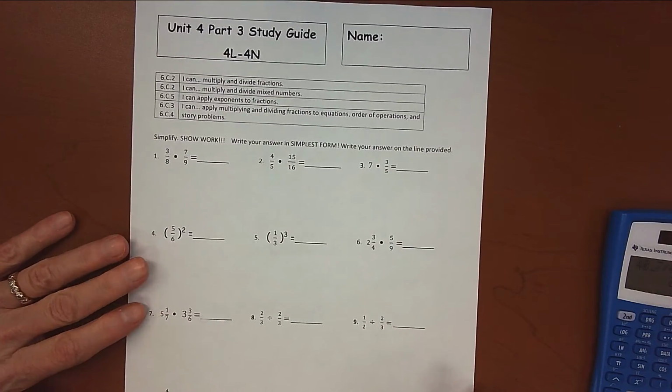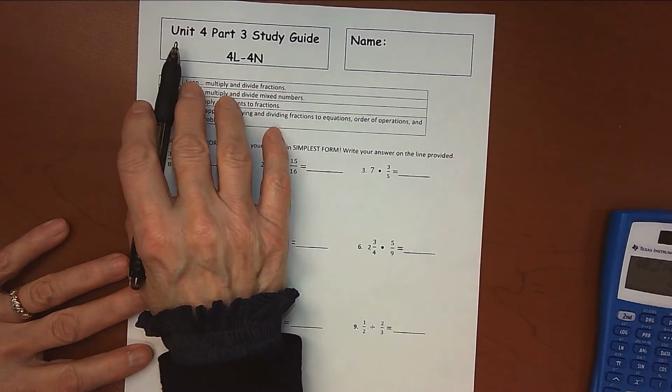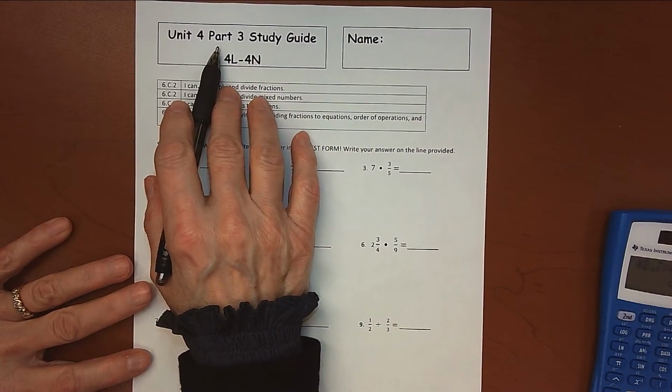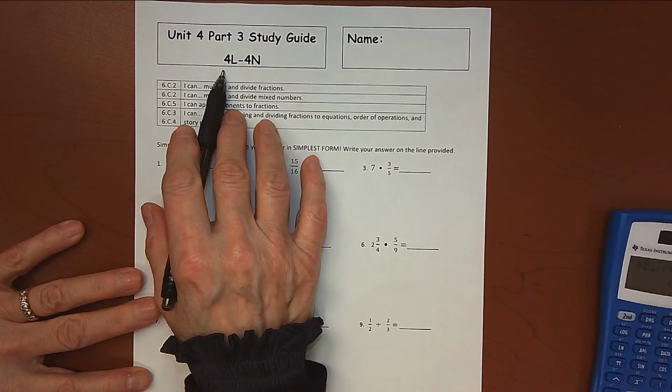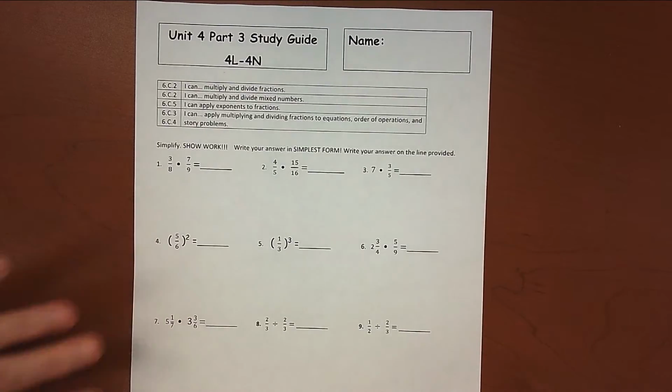Hey everyone, here's the video answer key for our last test in our fraction unit. This covers sections 4L through 4N, so multiplying and dividing fractions and mixed numbers. All right, let's get started.